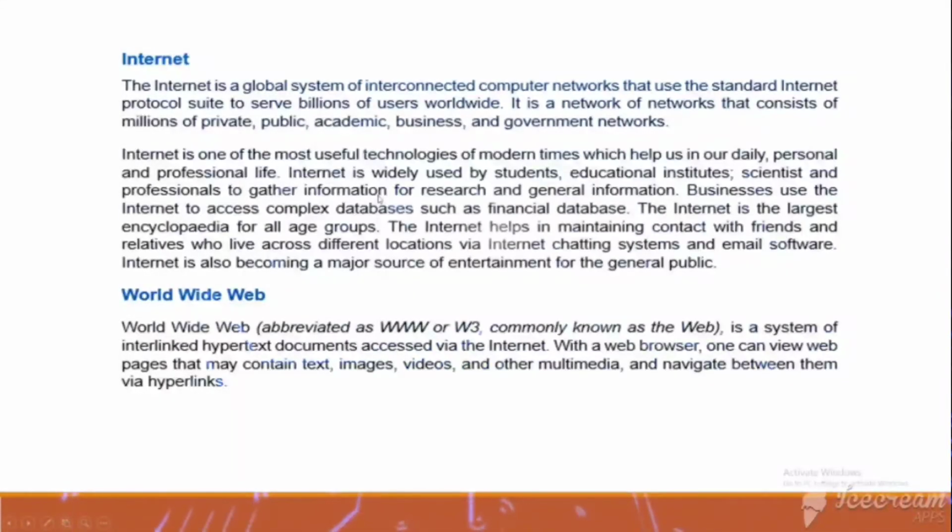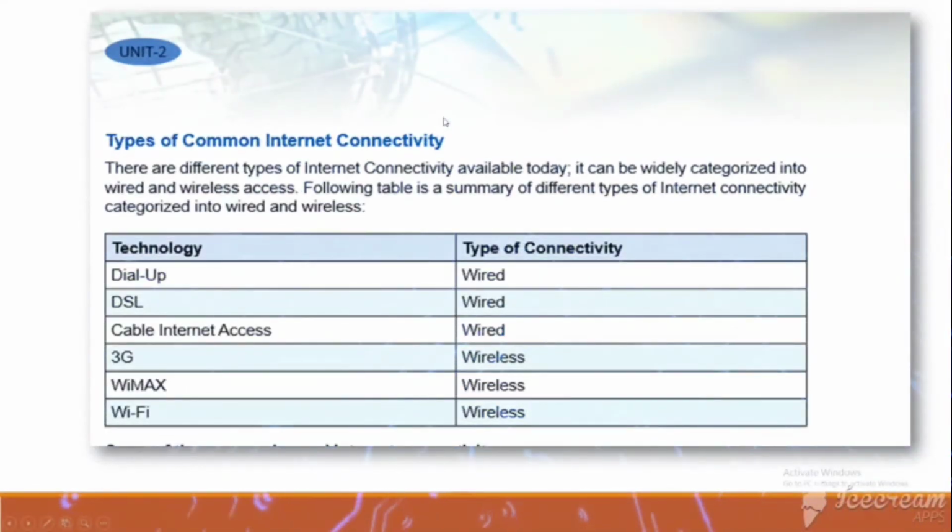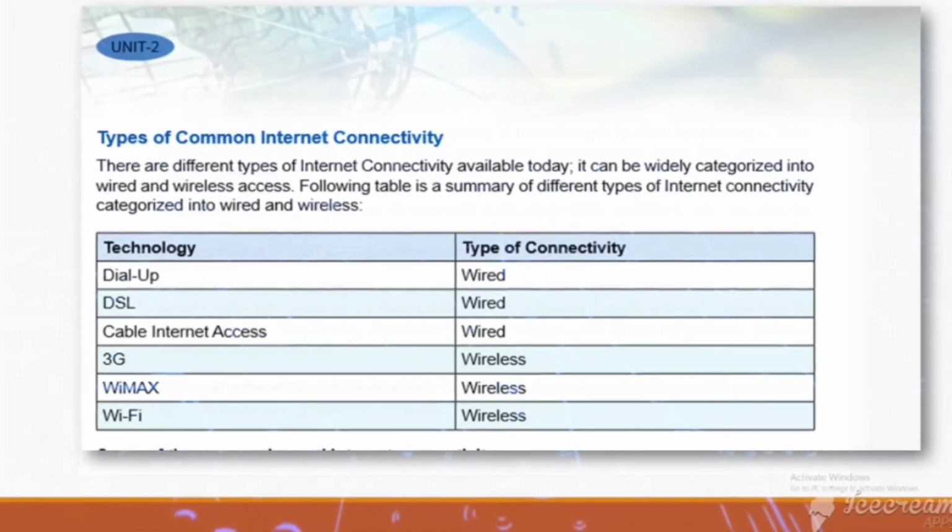Internet. Dear children, the internet is a global system of interconnected computer networks that use the standard Internet Protocol Suite to serve billions of users worldwide. It is a network that consists of millions of private, public, academic, business and government networks. World Wide Web is a system of interlinked hypertext documents accessed. There are different types of common internet connectivity: dial-up, DSL, cable internet access, 3G, WiMAX and Wi-Fi.